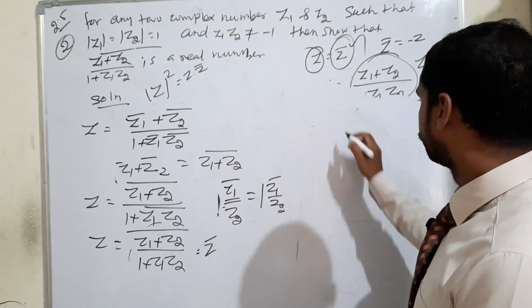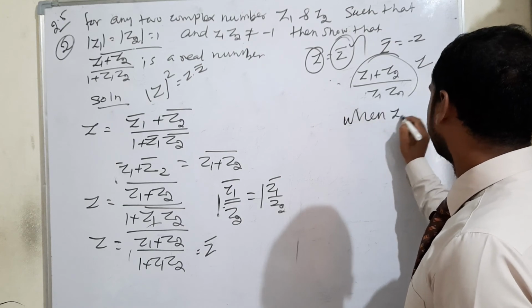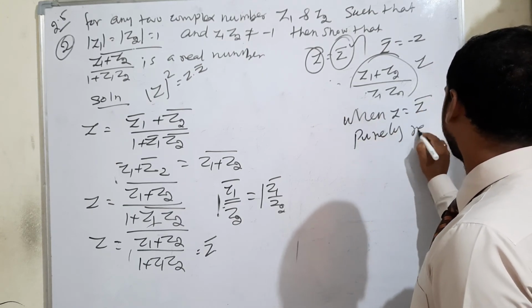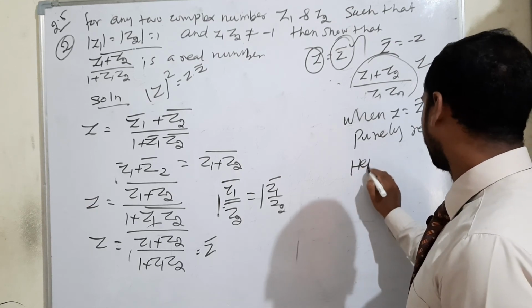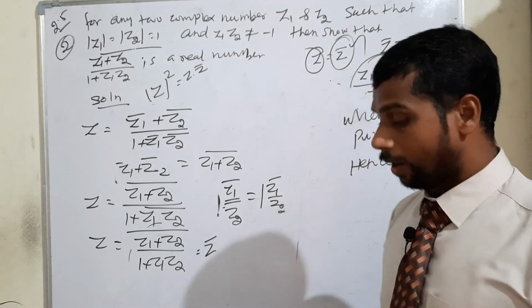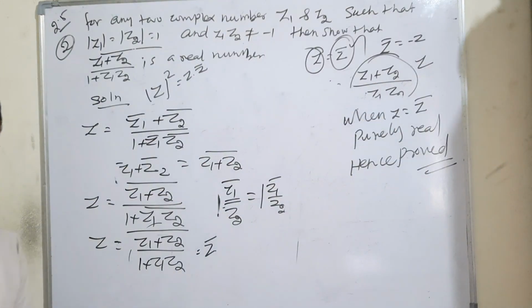Therefore, the final line: when z is equal to z bar, this is called purely real. Hence proved. Okay, I will continue with the next question.